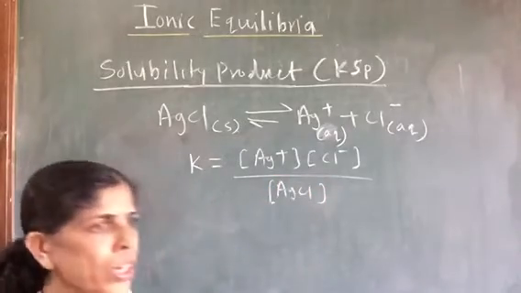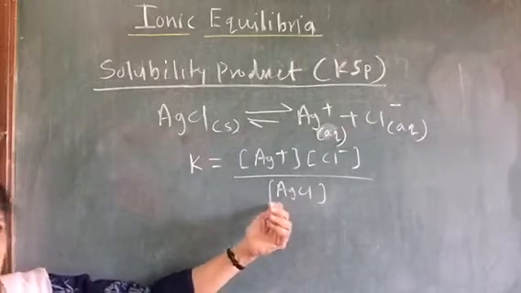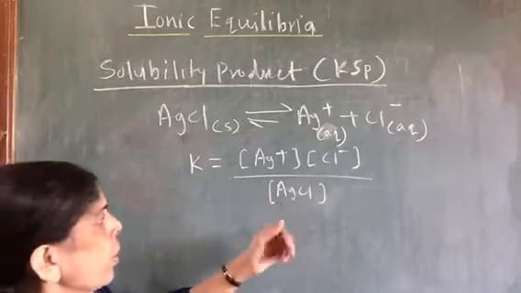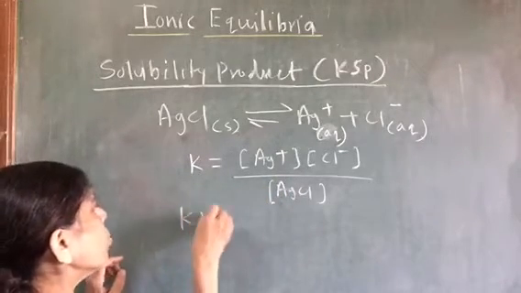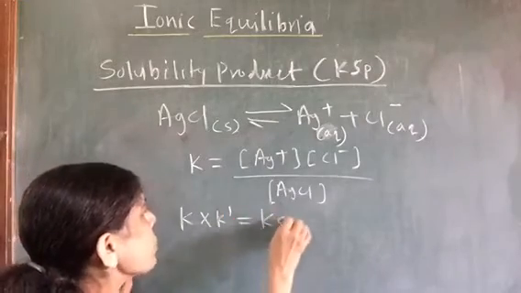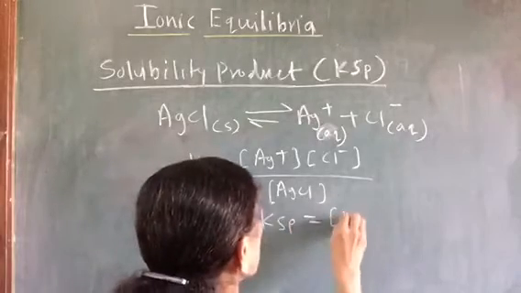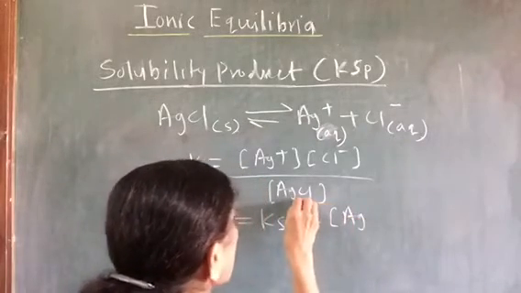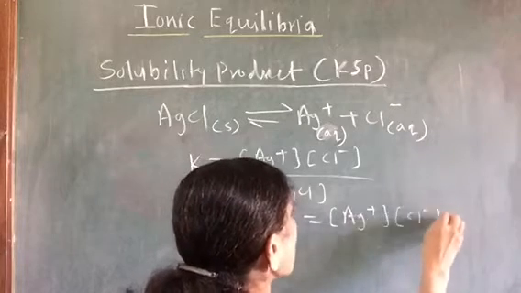As I have told you, it is a sparingly soluble salt. So the concentration of AgCl, which is unionized, is very large, and therefore we can take it as constant. So we will have K into K dash, that is one more constant, which will be equal to Ksp, the solubility product, is equal to, this constant K dash, so it will be Ag plus ion concentration into Cl minus ion concentration.